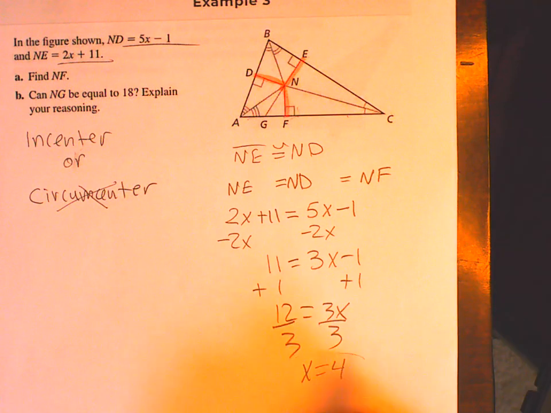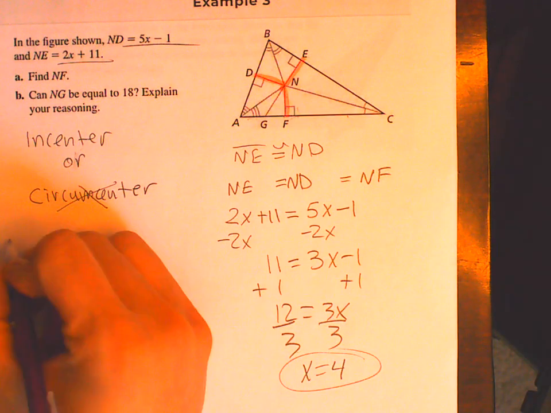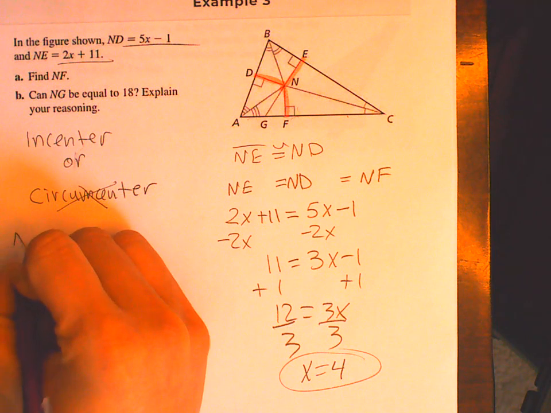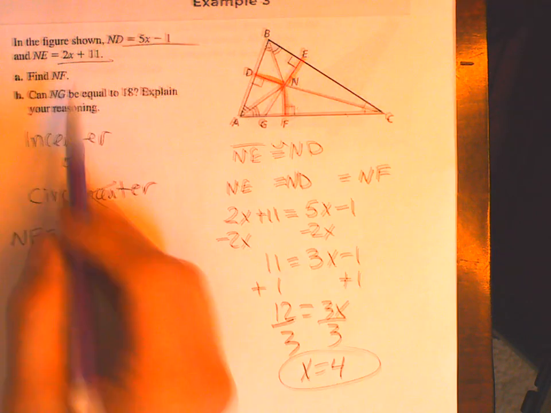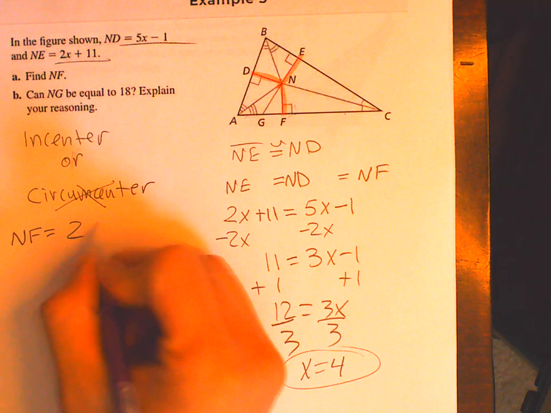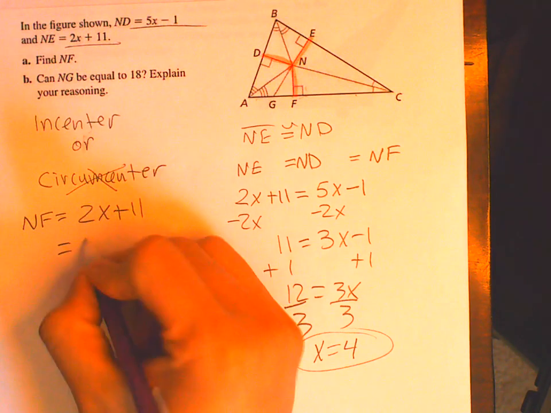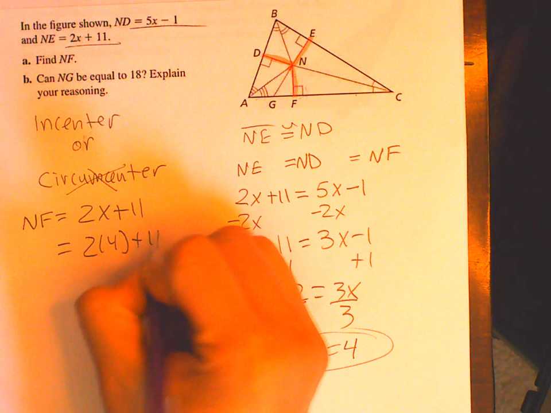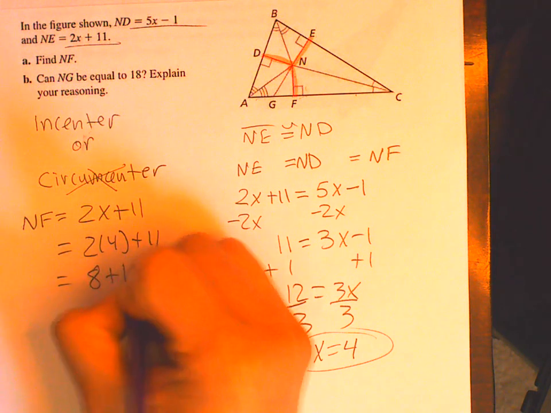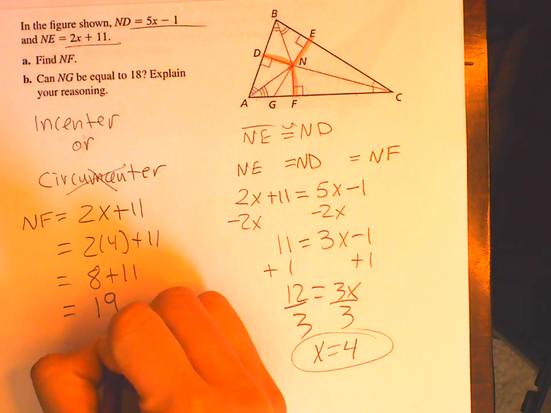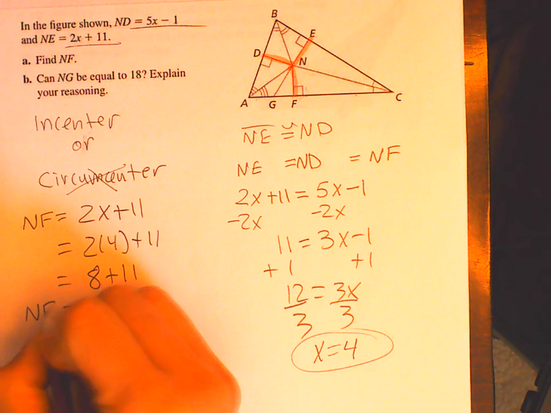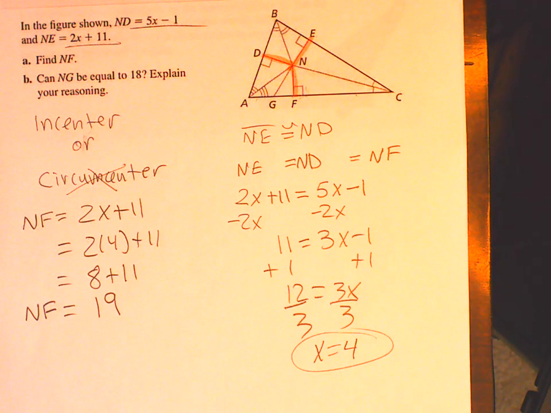So I need to substitute this value into either one of these. It doesn't really matter. I'm going to do it for ND. So NF is going to equal either one of those two. 2x plus 11, you substitute that value in there. 2 times 4 plus 11 gives me 8 plus 11, which happens to be 19. Okay, so NF is 19. So that's all for part A.